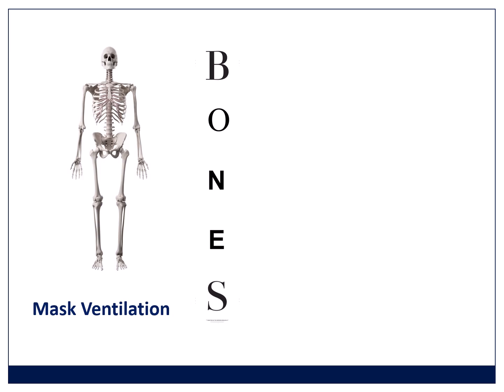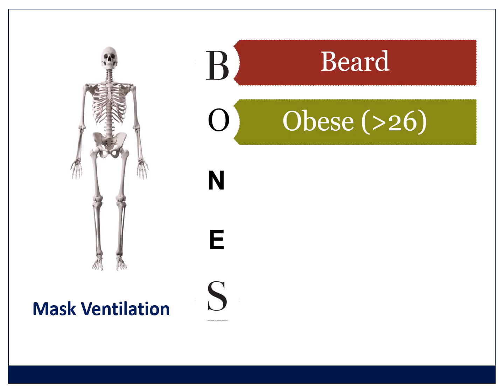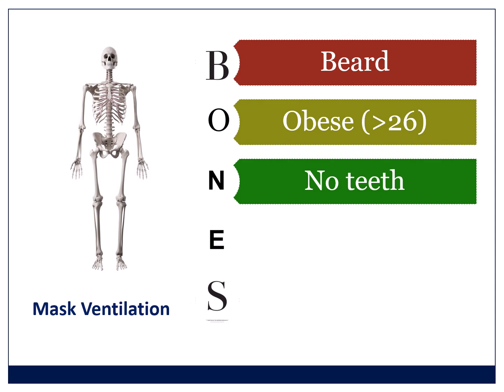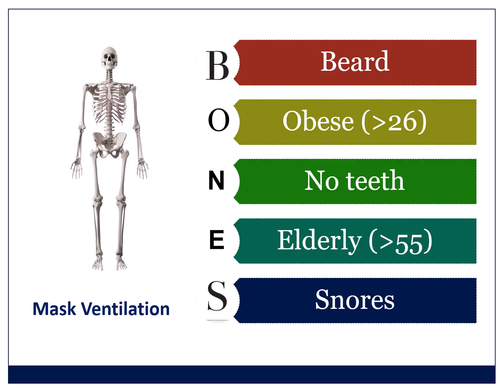So the mask ventilation acronym is BONES. And if you get any positives here, it means that you might have difficulty with mask ventilation, so get a senior in the room or get that second pair of hands. The B stands for beard. Does the patient have one? The O for obese, and obese is only a BMI of more than 26, which is actually just mildly overweight. N, no teeth. E, elderly, and again, elderly is just for patients over 55, so not exactly ancient, but older than 55, and then S, a history of snoring. Any of those factors are present, and you have risk factors for mask ventilation. Do this in every single patient that you anesthetize.